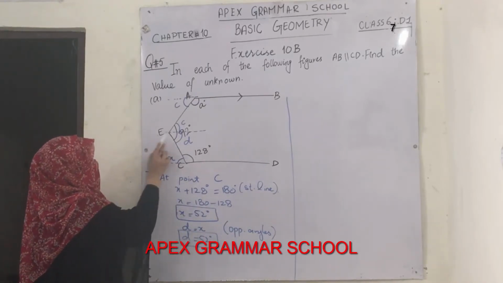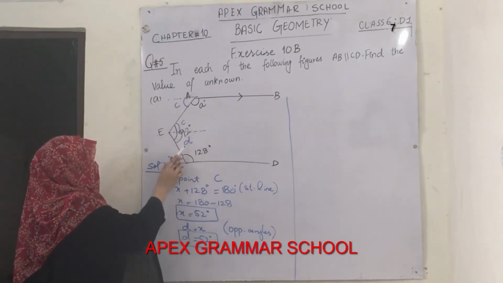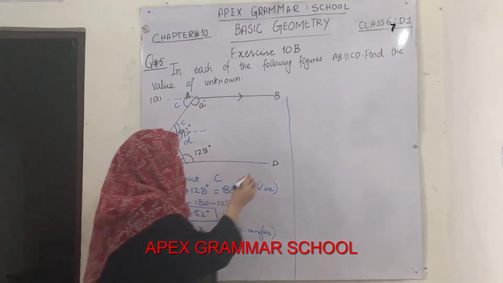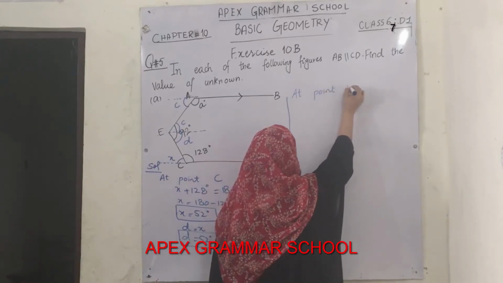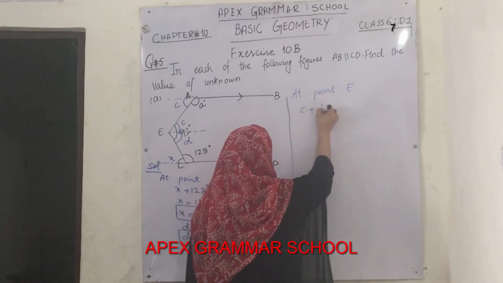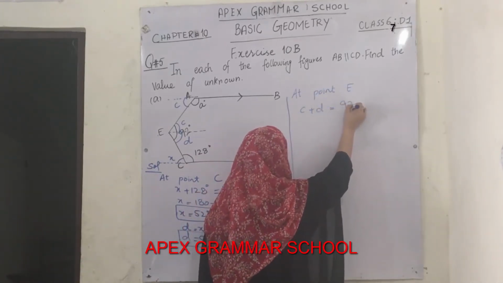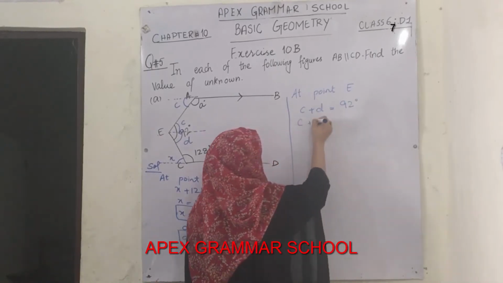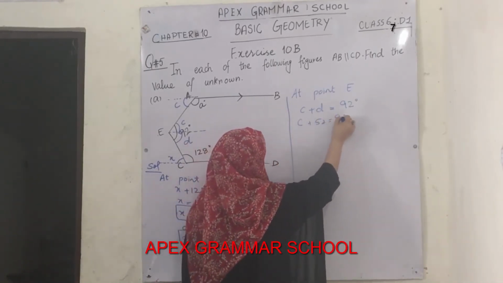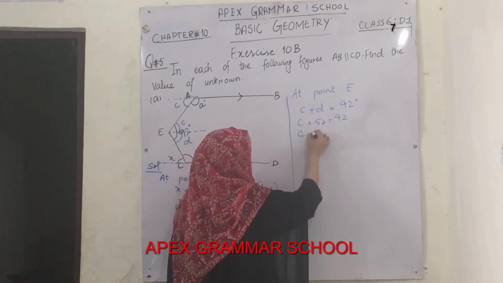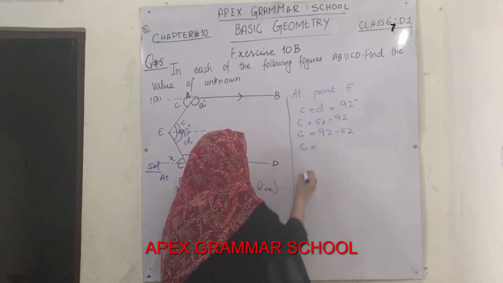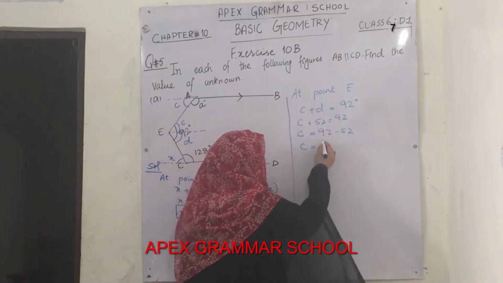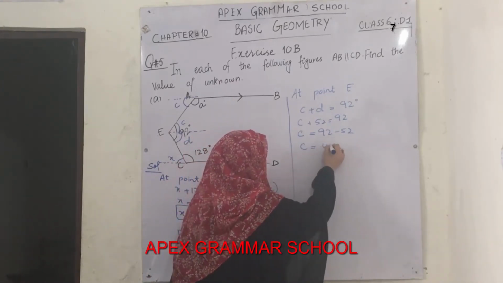At point E, you can see that if I add C and D, I should get 92 degrees. So at point E, C plus D equals 92 degrees. I am having the value of D to be 52 degrees, which is equal to 92. 52 is being added, so on the other side it will be subtracted. After subtraction, you get the value of C to be 40 degrees.